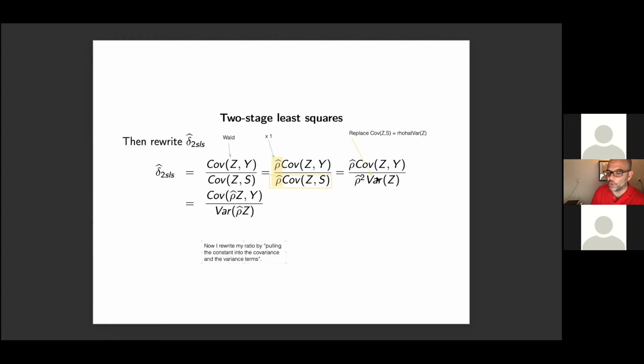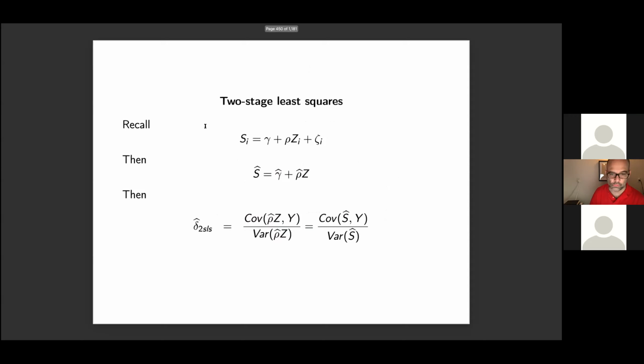When you have a constant, it's going to come out as a square in the variance. It's going to be by itself in the covariance, on both sides. Now look here. Question: what is rho hat Z? Let's see what it is. Here is the S equation. This is the first stage.